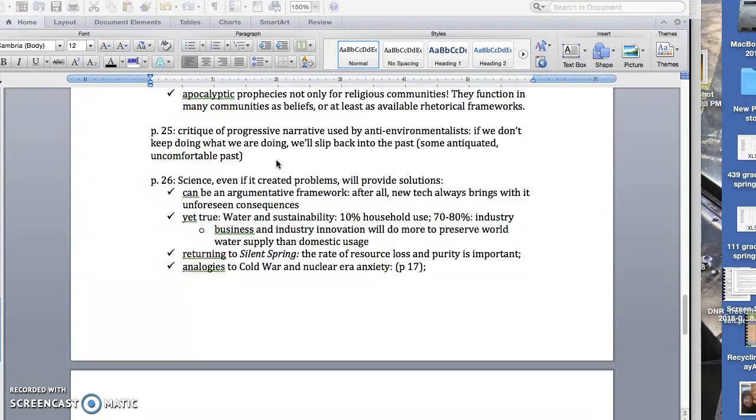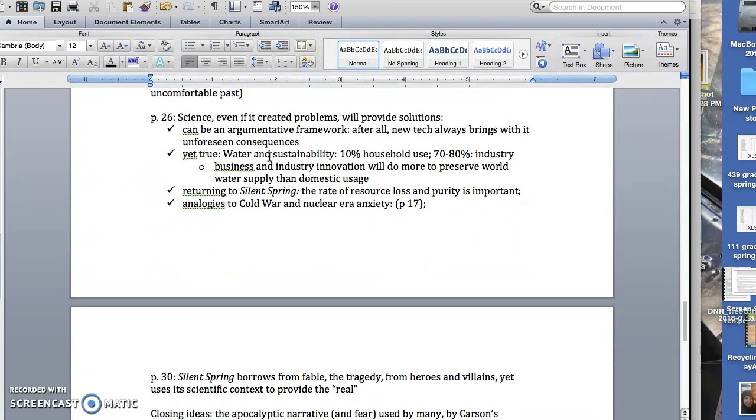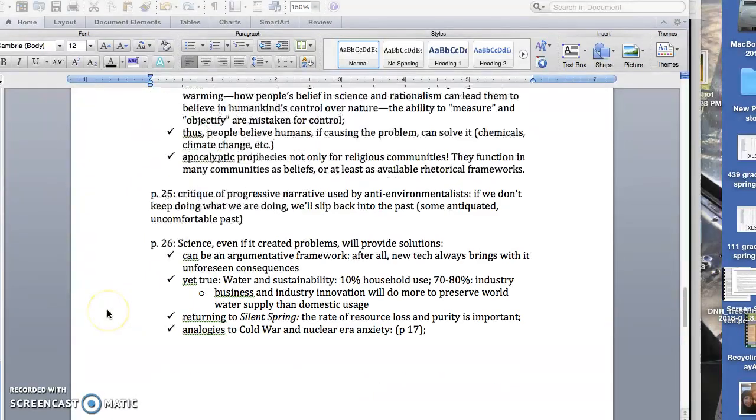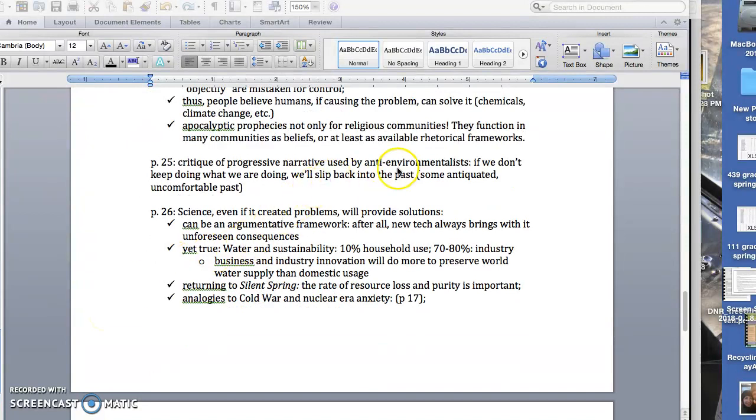But you will find narratives pushing back against Silent Spring and its movements, saying, listen, we have to keep doing what we're doing. We need all of this science. We need all these chemicals, or otherwise there's going to be food shortages or whatever it may be. And so you will see this narrative pop up in public as well. So in addition to this idea that we have to keep doing what we're doing and we'll slip back into the past, that's one pushback against Silent Spring.